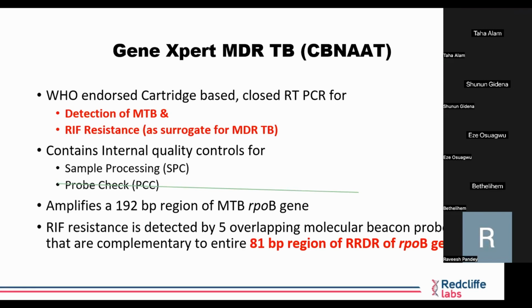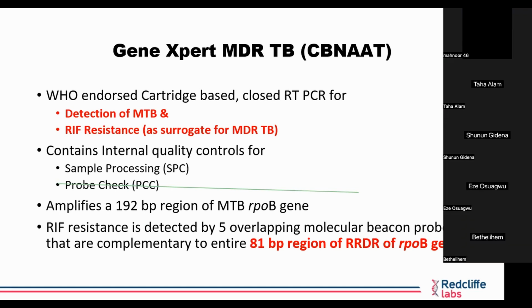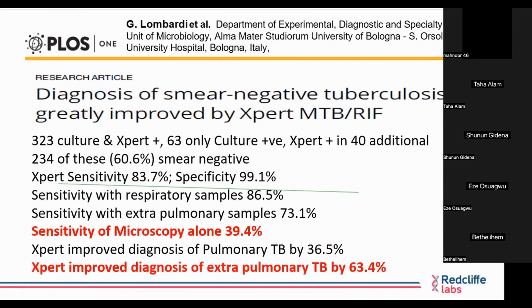So the 2 important information that you get is whether Mycobacterium tuberculosis is present and whether it is rifampicin resistant. It was found to be useful not only for smear positive tuberculosis, but also for smear negative tuberculosis. And subsequently, when it was tested with extrapulmonary samples, then it was found to be the best method available for extrapulmonary tuberculosis also.